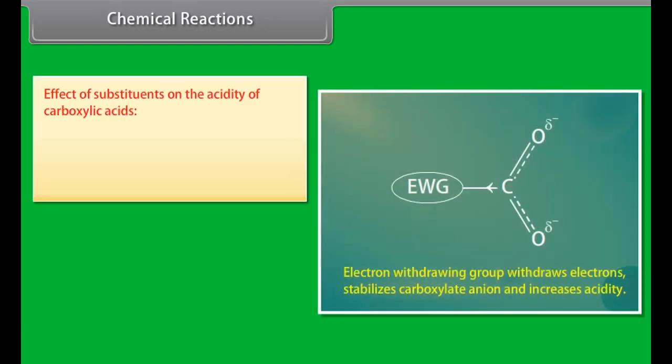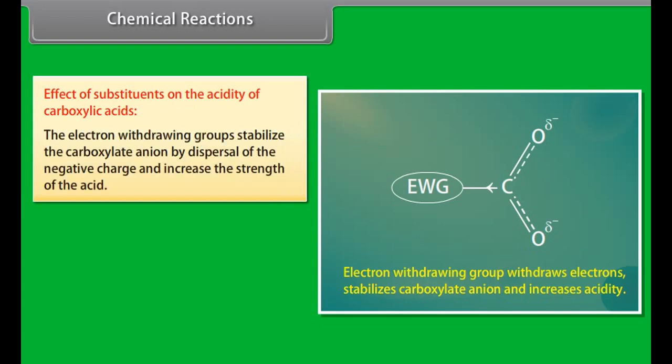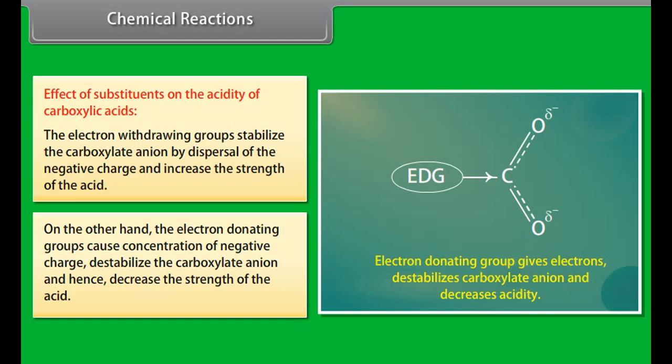Effect of substituents on the acidity of carboxylic acids. The electron withdrawing groups stabilize the carboxylate anion by dispersal of the negative charge and increase the strength of the acid. On the other hand, the electron donating groups cause concentration of negative charge, destabilize the carboxylate anion, and hence decrease the strength of the acid.